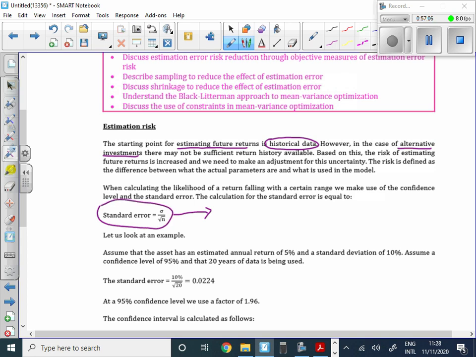Formula number 1. Why do I have a standard error at all? I have a standard error because I'm not working with the entire population. I'm working with the sample, and of course certain errors will come in as a result of that. Good. Assume that the asset has an estimated annual return of 5%. That would be my estimated mean, or my mu. Standard deviation of 10%. 20 years of data are being used. That will be my sample size. And I want to work with a confidence level of 95%.